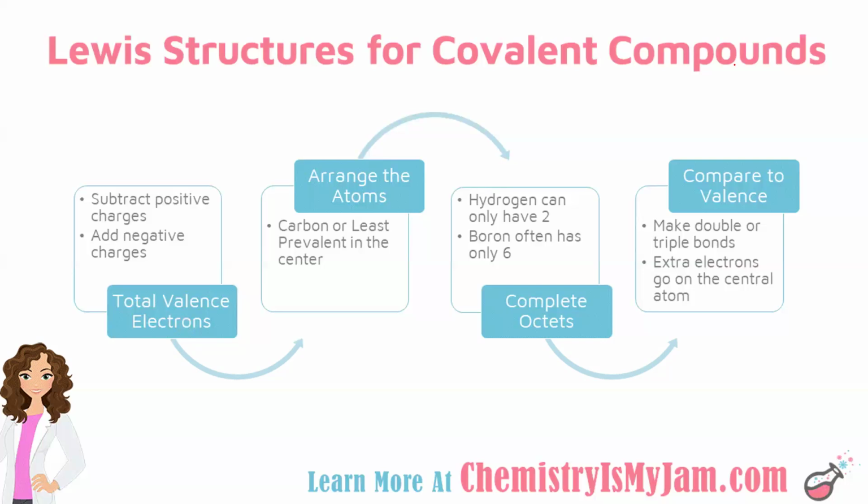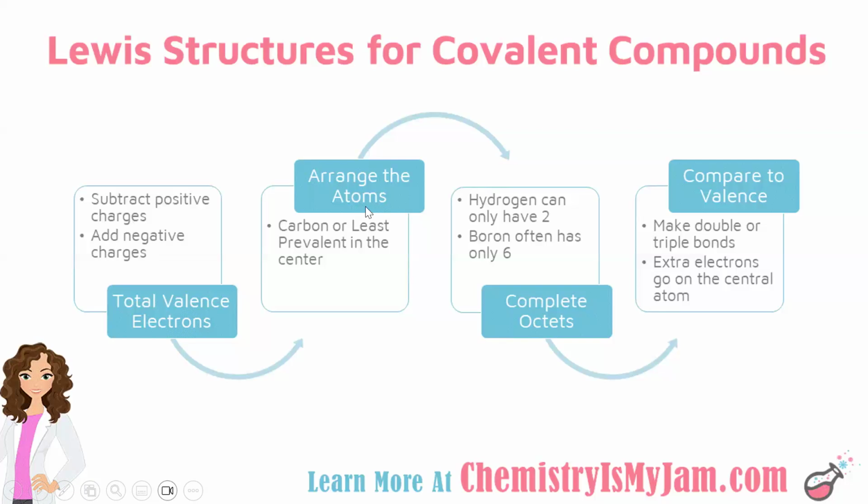Now, sometimes we have a compound that has a charge to it. We have to take that charge into consideration when we're totaling our valence electrons. If you have a positive charge, then you have actually lost electrons, so we would subtract a positive charge. If you have a negative charge, you've gained electrons, and we're going to add the negative charge. We will see some examples in just a minute.